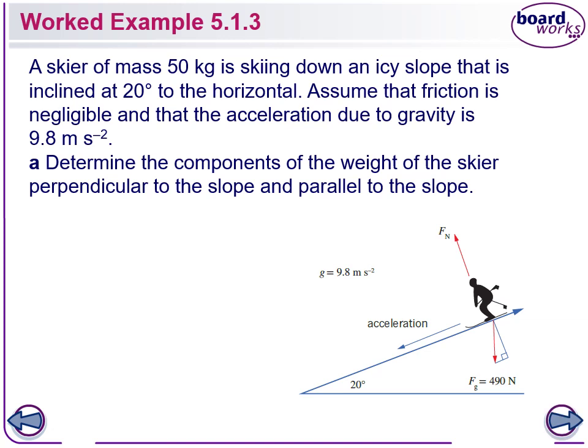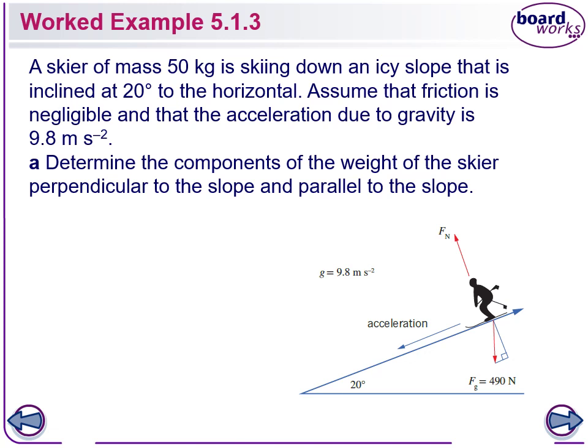Okay, a skier of mass 50 kilograms is skiing down an icy slope that is inclined at 20 degrees to the horizontal. Assume that friction is negligible and that acceleration due to gravity is 9.8 meters per second squared. Determine the components of the weight of the skier perpendicular to the slope and parallel to the slope.